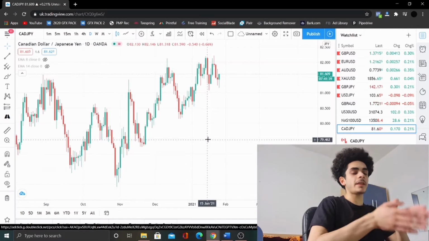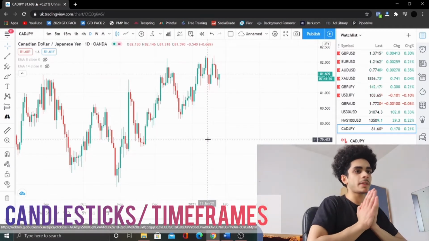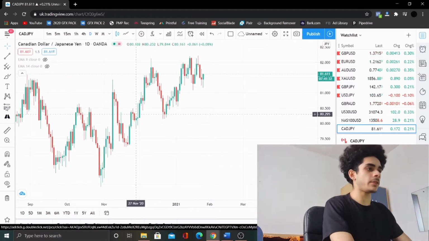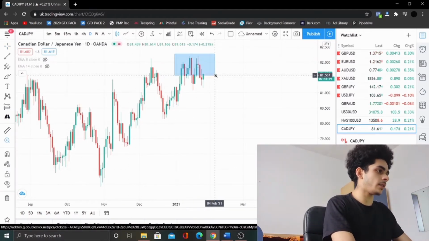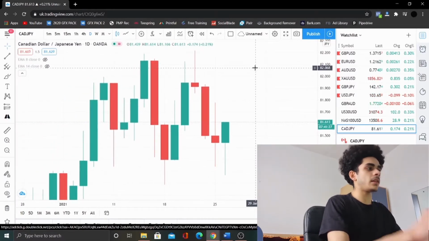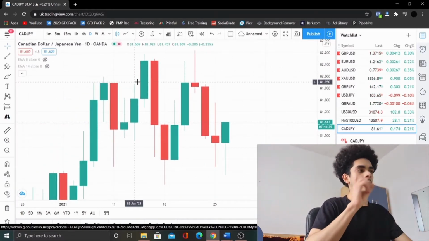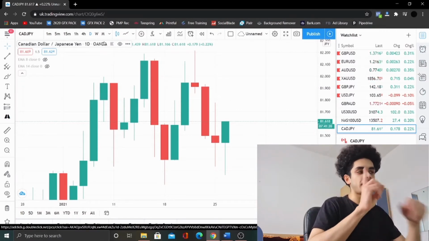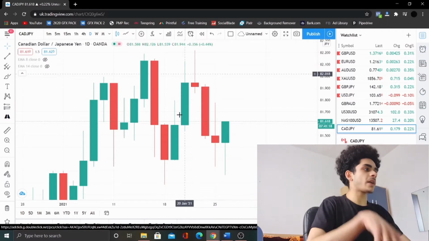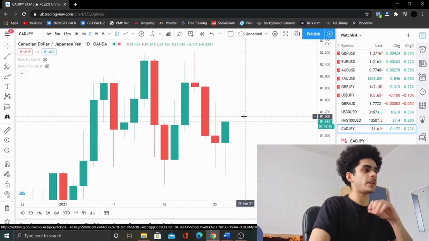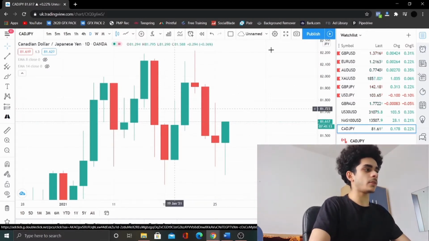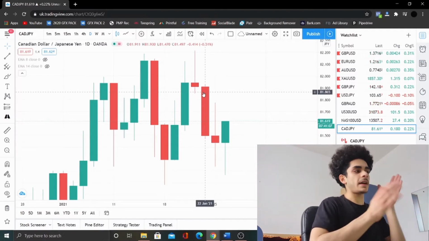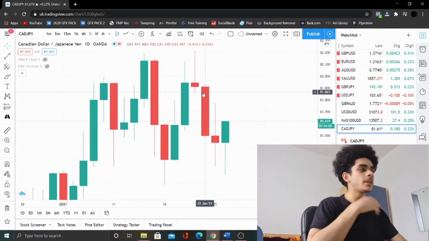Okay, now we're jumping into the next part, which is candlesticks and time frames. A candlestick is pretty much everything you see on this chart. If we zoom in real quick, we can see there's a bunch of candlesticks, and we're using a time frame of 1 day. You can put the time frame on anything you want. In this example we're using the daily time frame, which means every single candlestick is equal to 1 day, so the data is being shown for 1 single day in every candle. A green candle is self-explanatory, it means the price is going up, and a red candle means the price is going down.